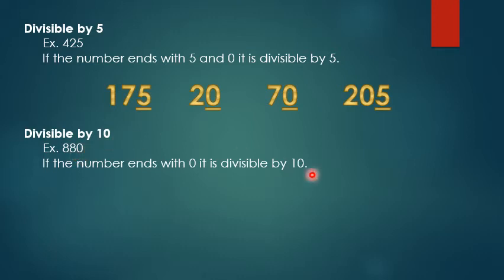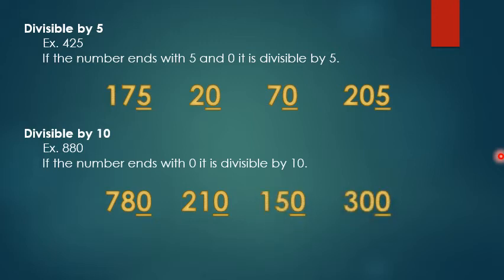Kasi yun po yung sinasabi sa ating divisibility rules. So, ano po yung mga example? 780. So, since nagtatapos siya sa 0, siya po ay divisible by 10. 210. So, nagtatapos din po siya sa 0, so siya ay divisible by 10. 150 and 300. So, naiintindihan po.